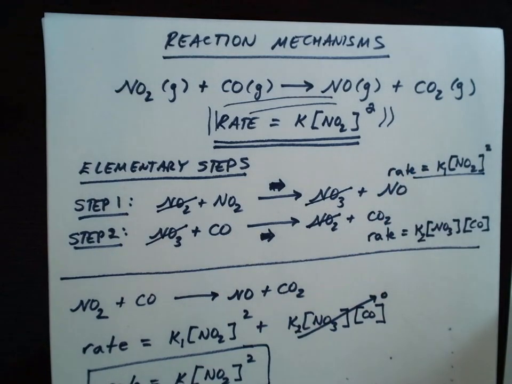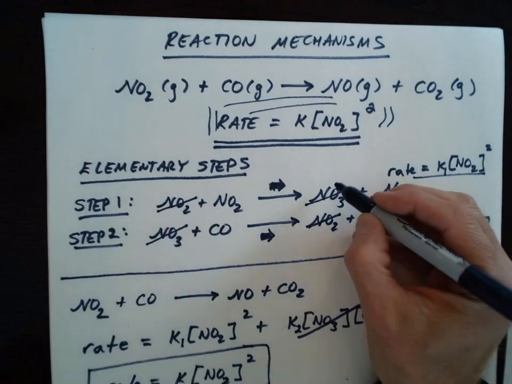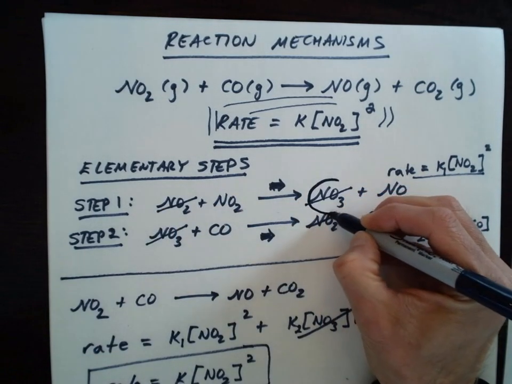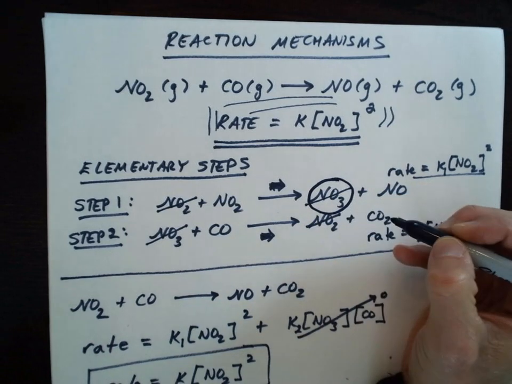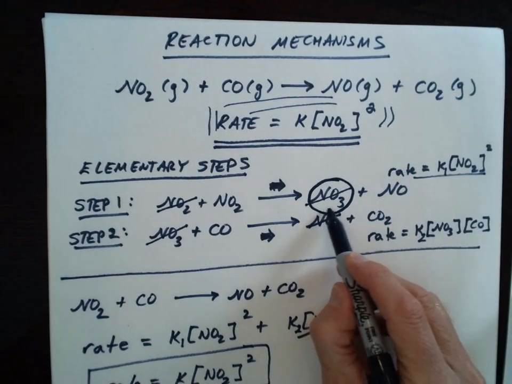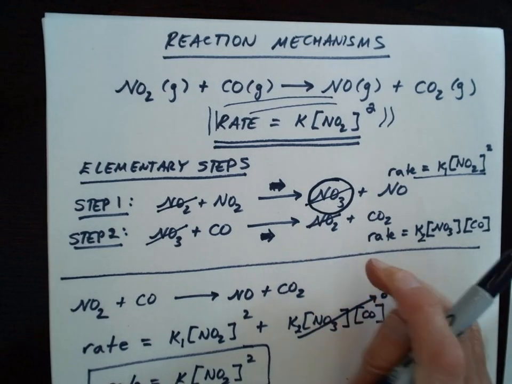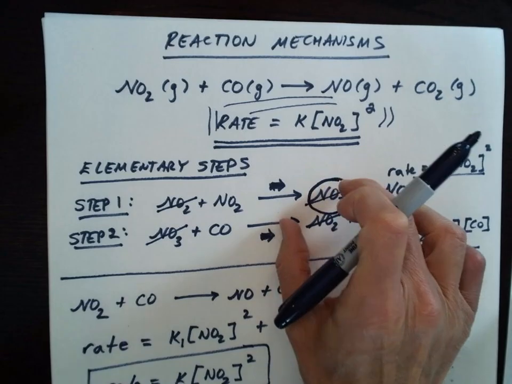Some things you could do to look for more evidence that this is indeed the mechanism is to see if you could detect, for example, the presence of NO3. If we could set up this reaction in a flask and we could indeed detect the presence of NO3, that would supply more evidence that this mechanism is correct.